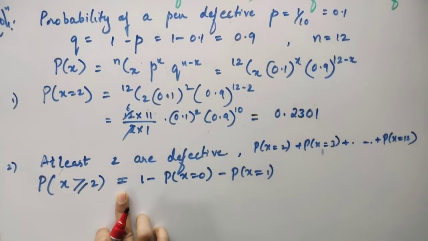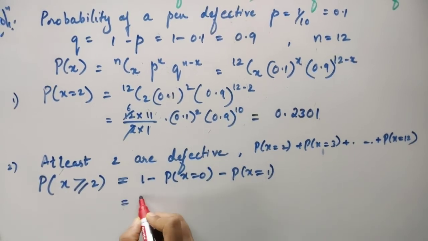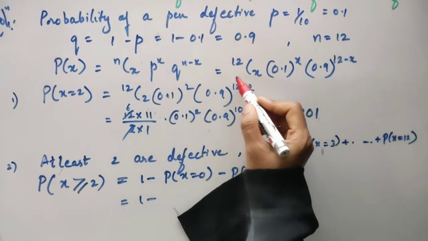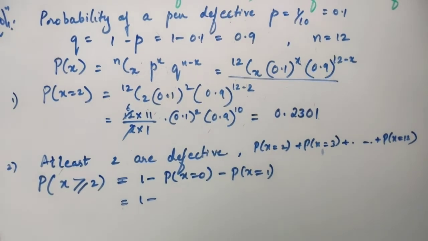So P of x equal to 0. We'll substitute the value of x. We have got P of x over here. Let me mark it with a different pen.